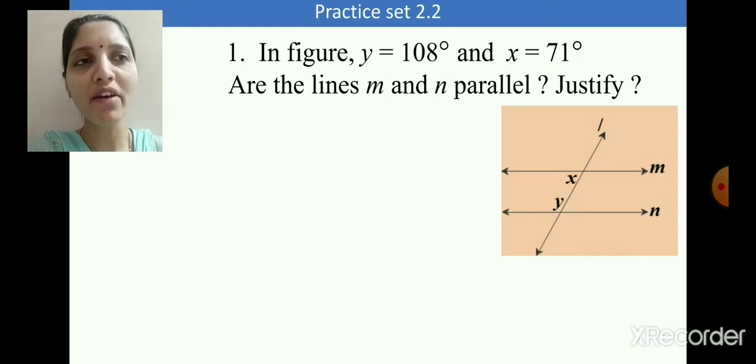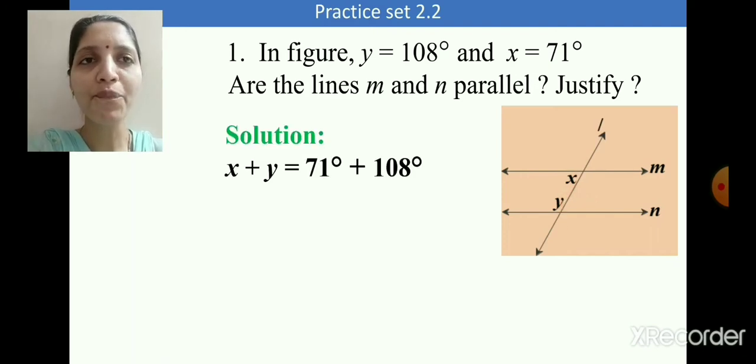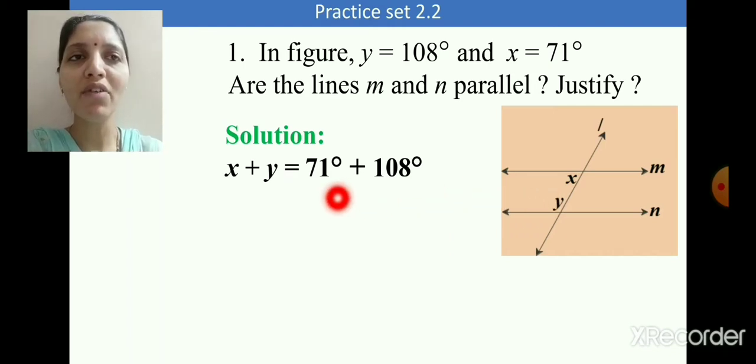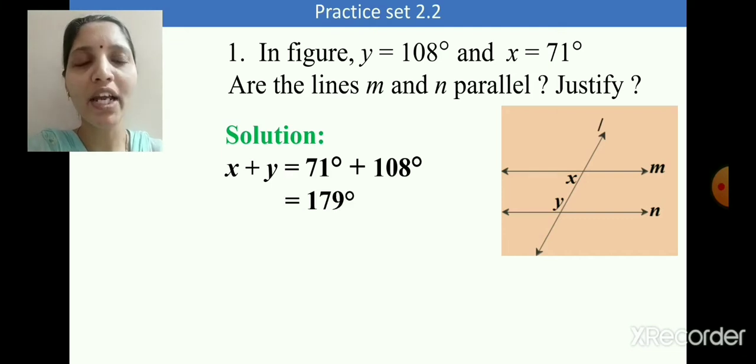Then what can you write here? Angle X and angle Y. These two angles are the interior angles on the same side of the transversal. So we know that these two angles should be supplementary by the properties of parallel lines. So let's write the solution. X plus Y is equal to, substitute the values, 71 plus 108 degrees. So we will get here 179 degrees. But if these two angles are interior angles on the same side, their addition must be 180 degrees. But we are getting here 179 degrees.